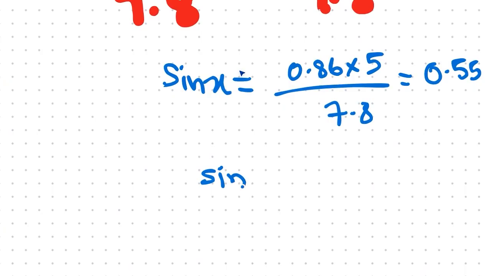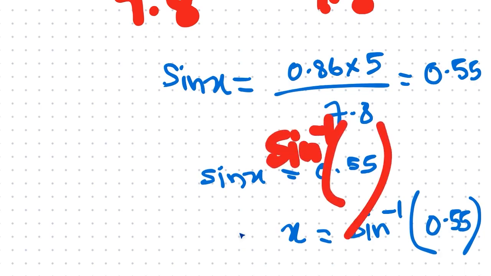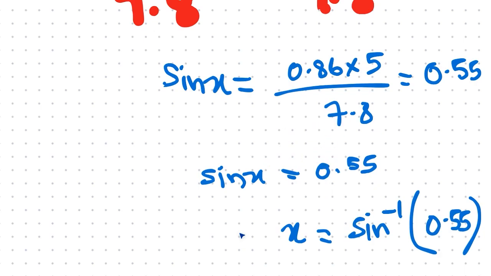Now, this step is a bit crucial. Sin x is equal to 0.55. Our objective is to find x, right? There is a method. x will be equal to sine inverse of 0.55. So sine inverse of this would be 33.36. Round it, 33.3 degrees.